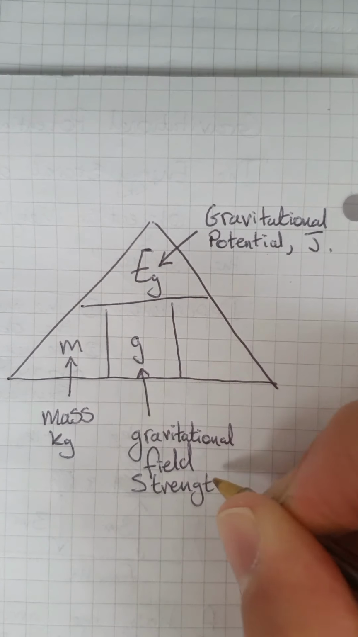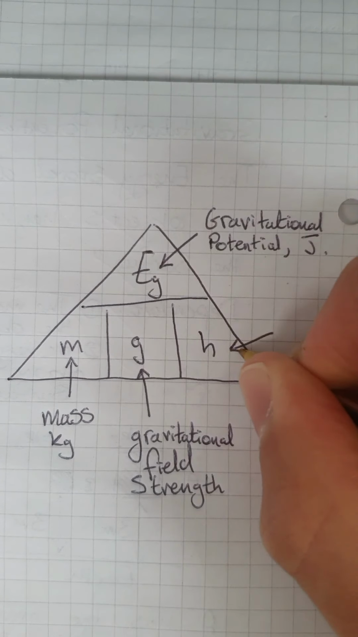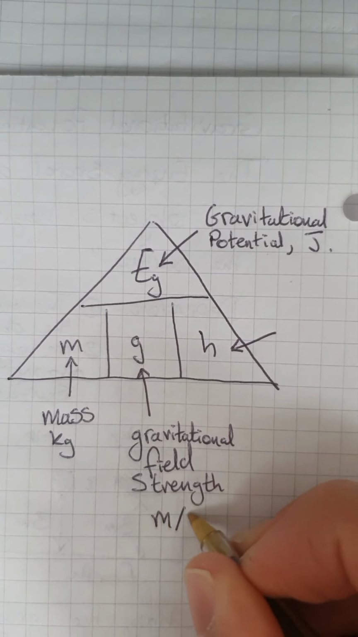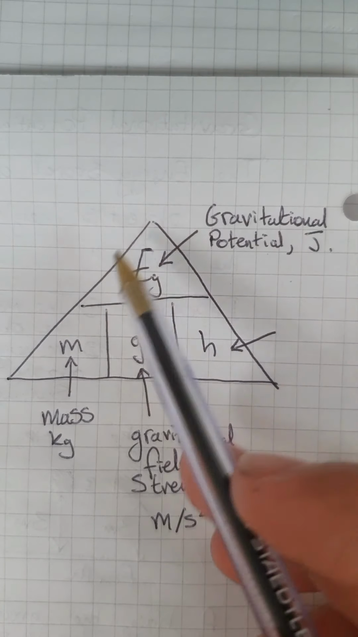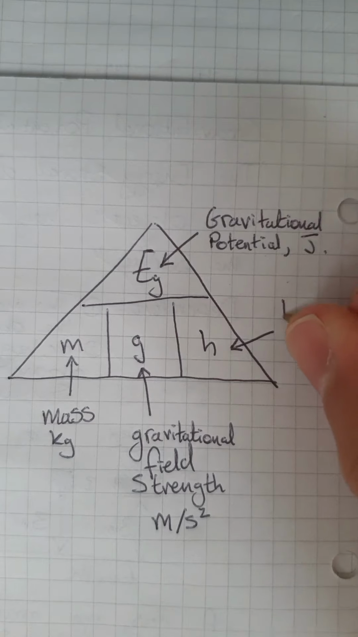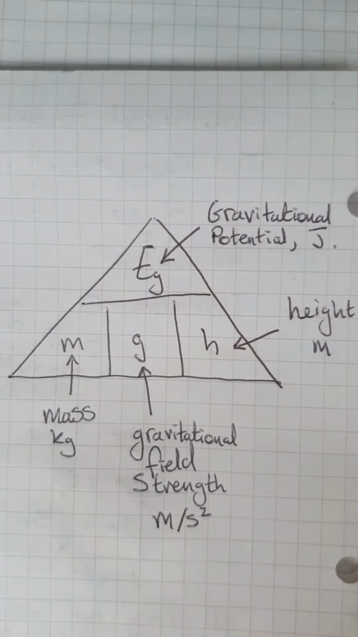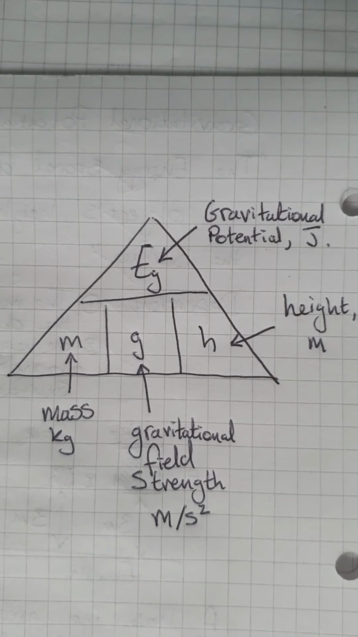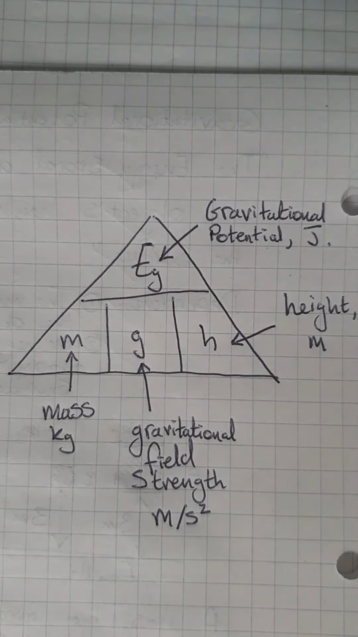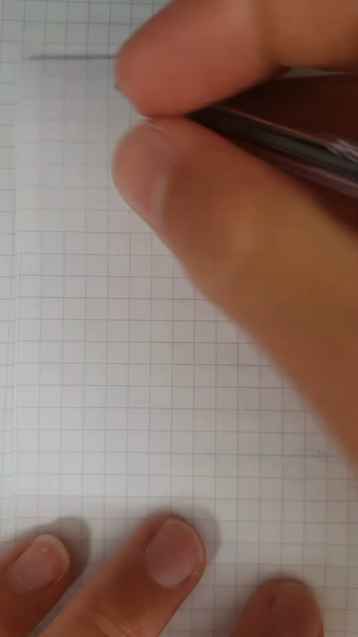For those of you on the higher paper, you may get asked to calculate it instead. But that's just going to require you to rearrange these letters, and you can do that just by covering up whichever one you want. H is height, and it is measured in meters. So again, if you have it in centimeters, you need to convert it into meters, okay? And that can sometimes be an additional mark. I'd recommend pausing it and writing that triangle down, so then you get a chance to use it on the following question. Okay, we're going to do the second example now.